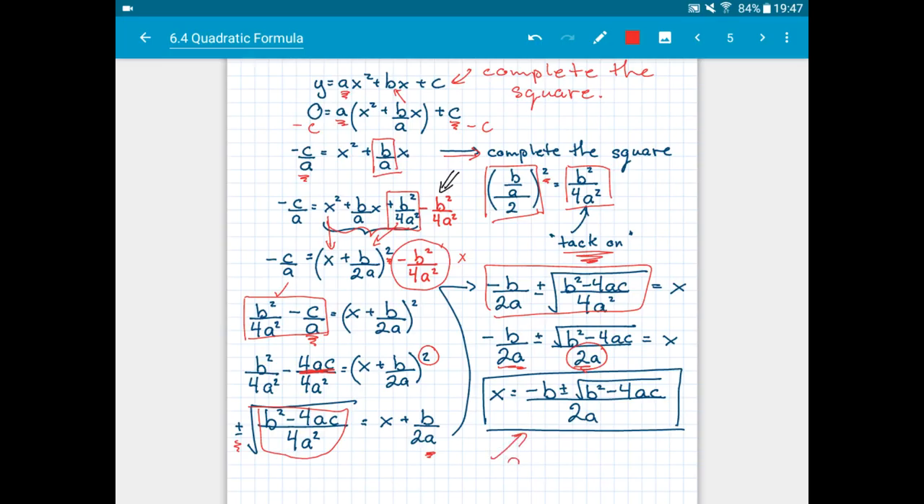This is called the quadratic formula. And you have to know how to use that. And you have to know that it comes from completing the square. But you won't have to replicate this process on a test or an exam.